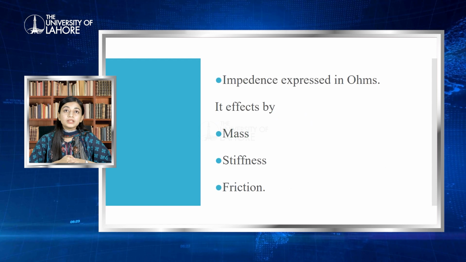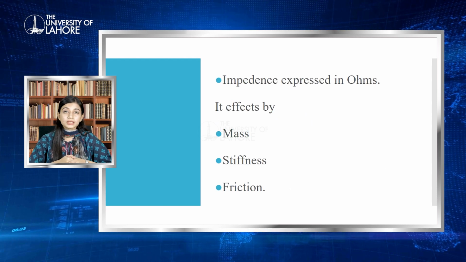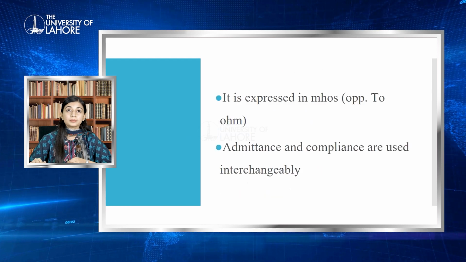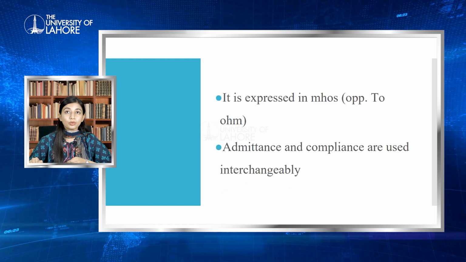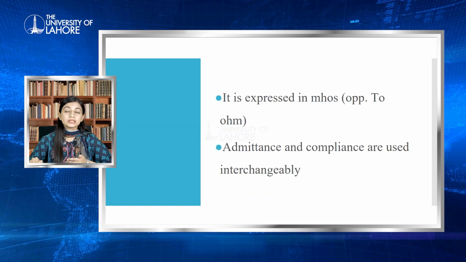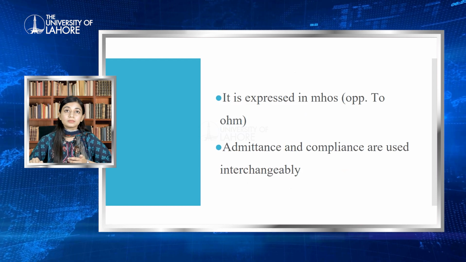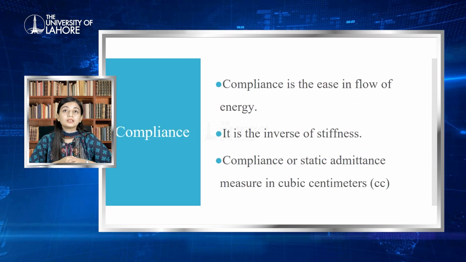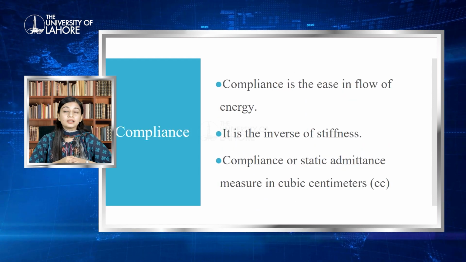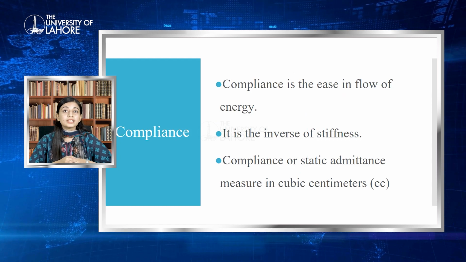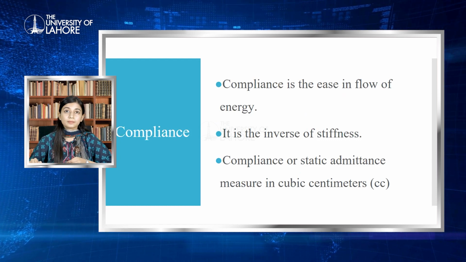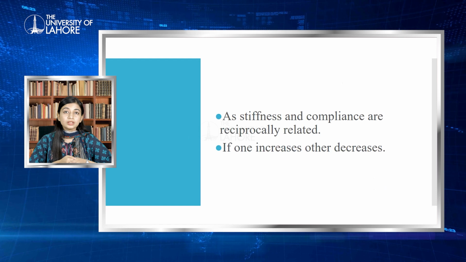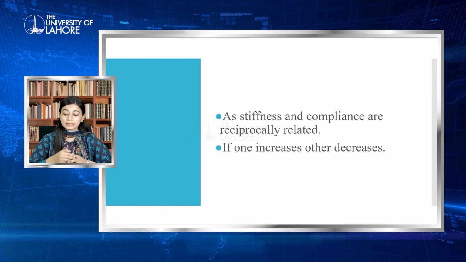Some of the components of impedance are mass, stiffness, and frictional resistance. The unit of impedance is the ohm, and admittance is stated in terms of compliance, which is the ease in the flow of energy. It is the inverse of stiffness. Compliance or static admittance is measured in cubic centimeters. Both are basically inversely proportional to each other. If one increases, the other will automatically decrease.